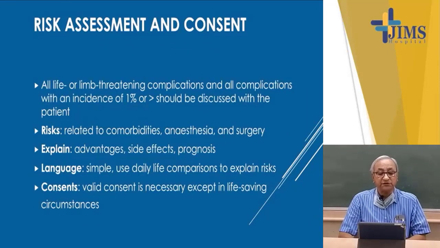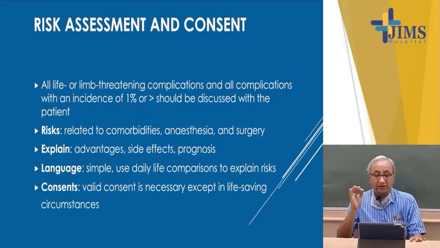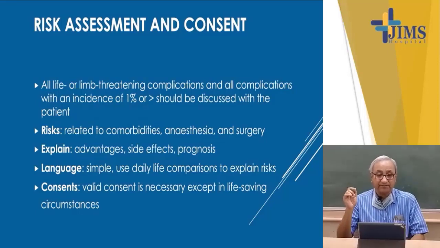Risk assessment and consent. All life and limb-threatening complications, like life-threatening complications because the patient has a cardiac problem or lung problem, or limb-threatening, like the patient can have an amputation, should be told to the patient. The incidence of complications is 1%. That is, it is less than if the patient goes out onto the road and meets with an accident; the chances of anesthesia causing a problem are less than that.